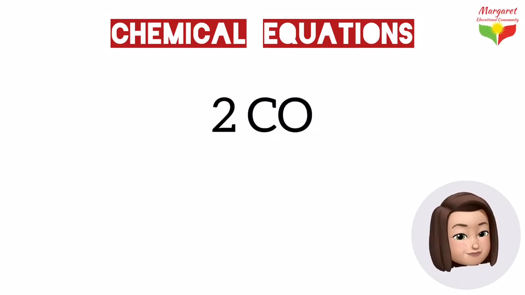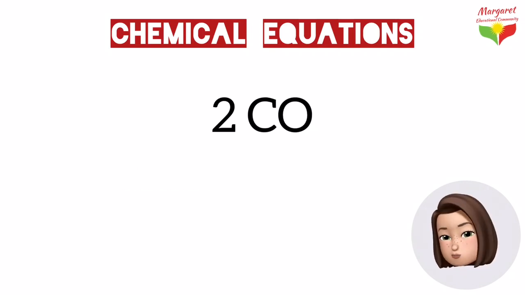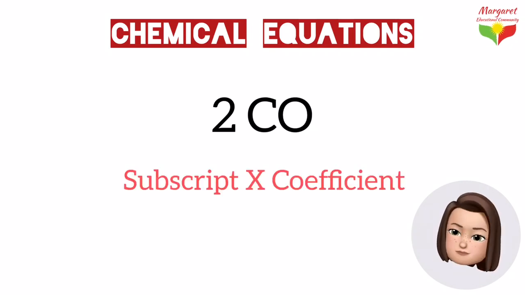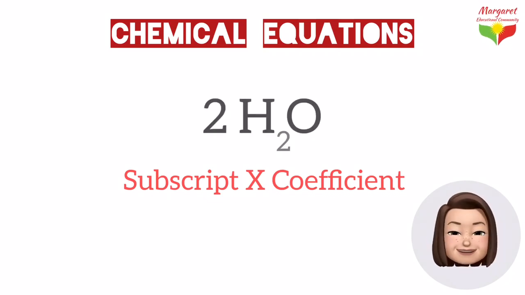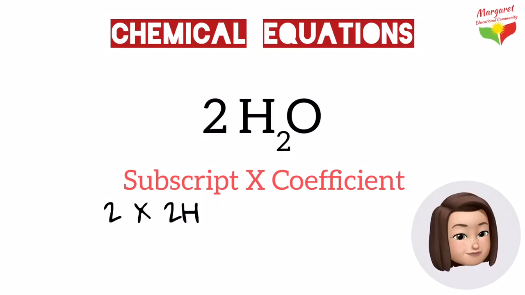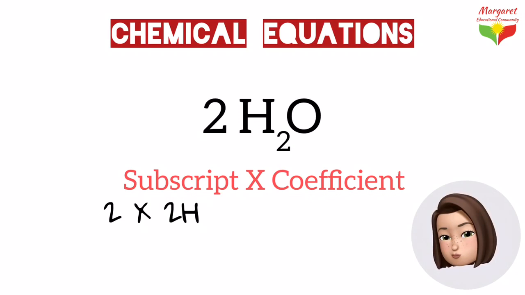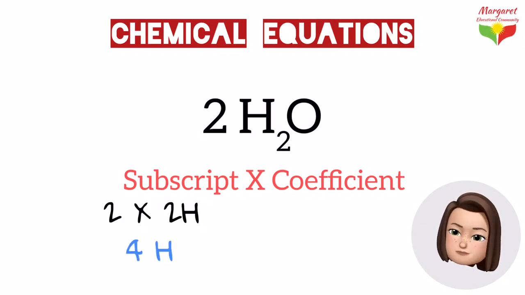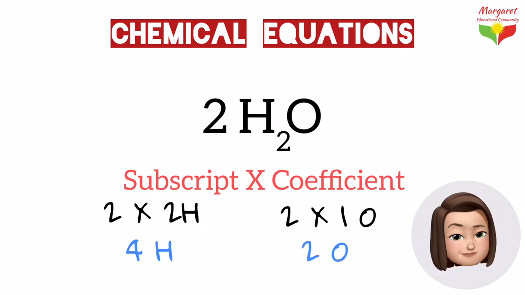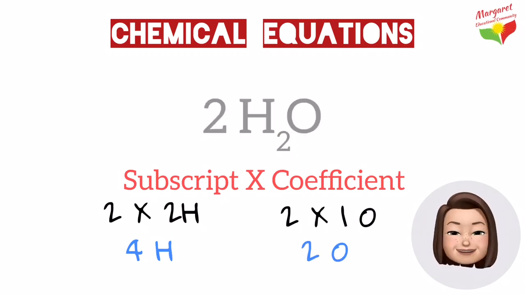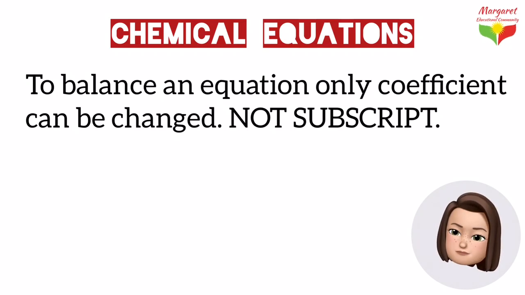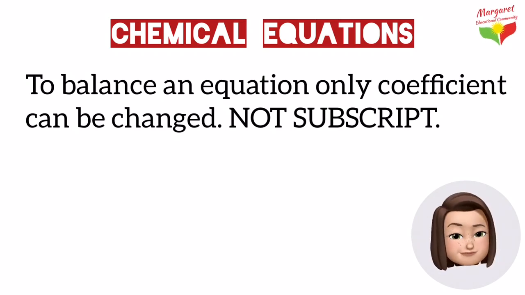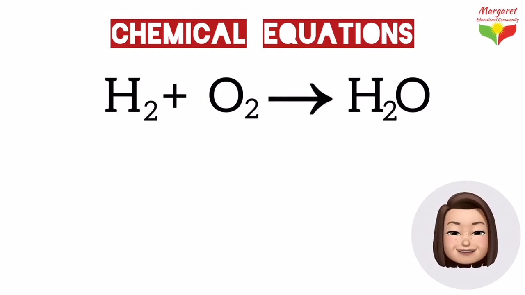For an equation to be balanced, all atoms must be counted. So you must multiply the subscript of each element in a formula by the formula coefficient. For example, 2H2O, we have 2 of H2. That means 2 multiplied by 2 is 4. We have 4 hydrogen here and only 2 oxygen. And only coefficients are changed, not subscripts. Remember that. Changing the subscript is the biggest mistake you could ever make because it changes the formula of the compound.